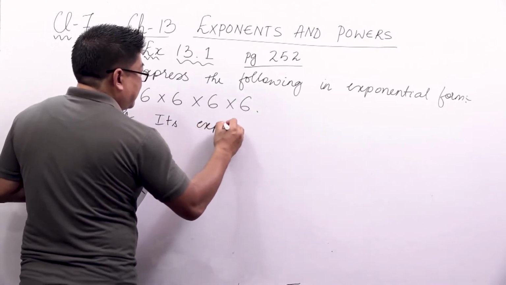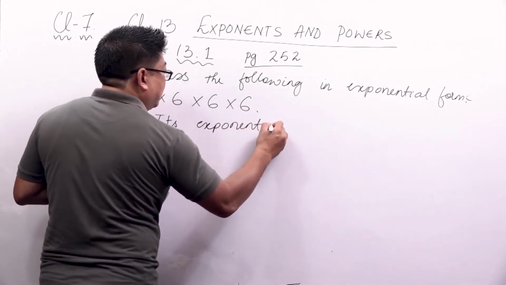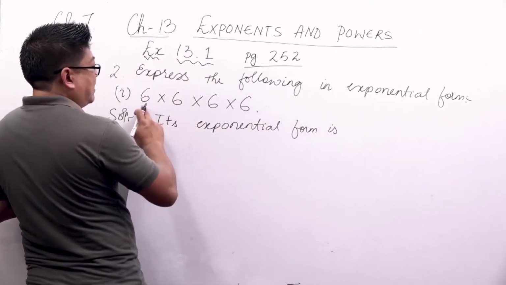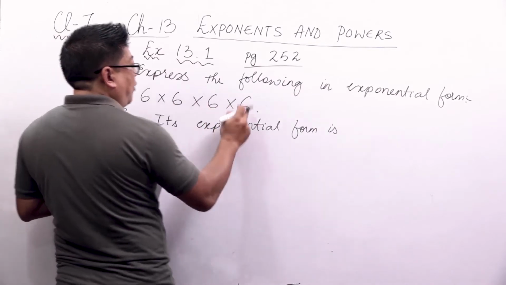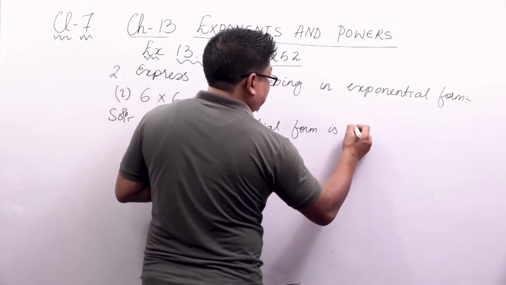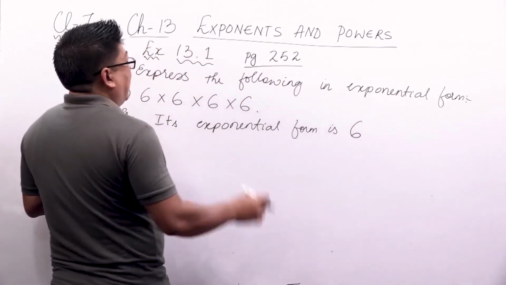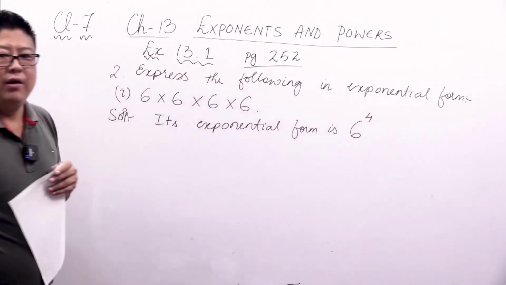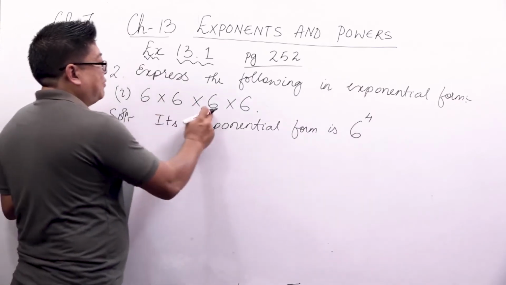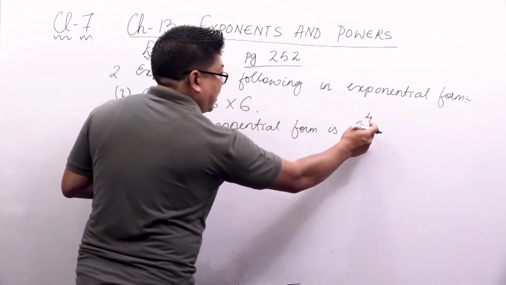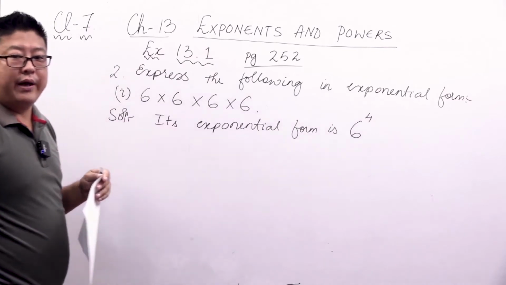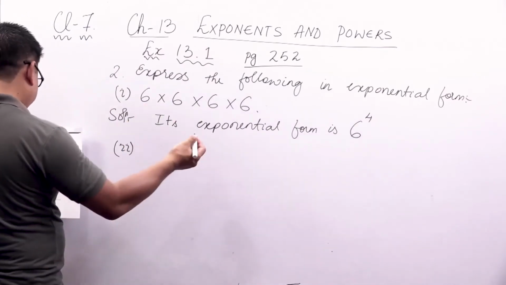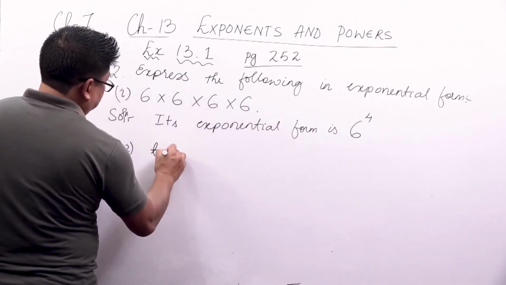we can write like this. Its exponential form is, it means this one, 1, 2, 3, 4. We have 4 6s. So I will first write 6. And then, since there are 4 of them, I will write the power 4. All right? Because this is being multiplied 4 times, I am writing 6 to the power 4. Okay? So the similar thing will be applied for all the questions.